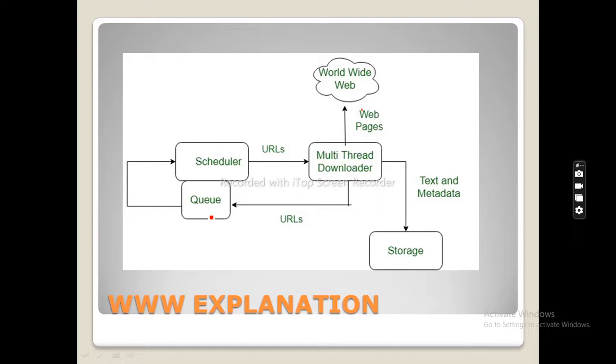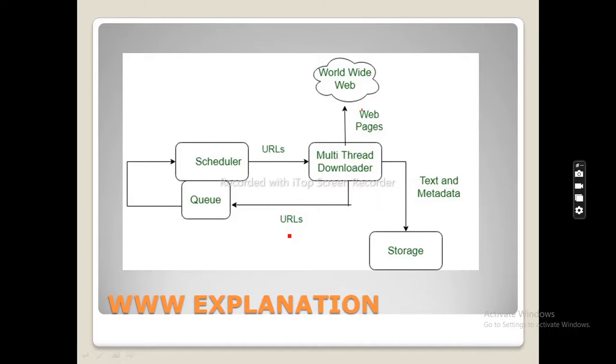Many times there is a server down. Why is there a server down? Because many people try to access the same site together. So there is a queue of requests, and queue means first in, first out, meaning the one who comes first, that request will be served first.